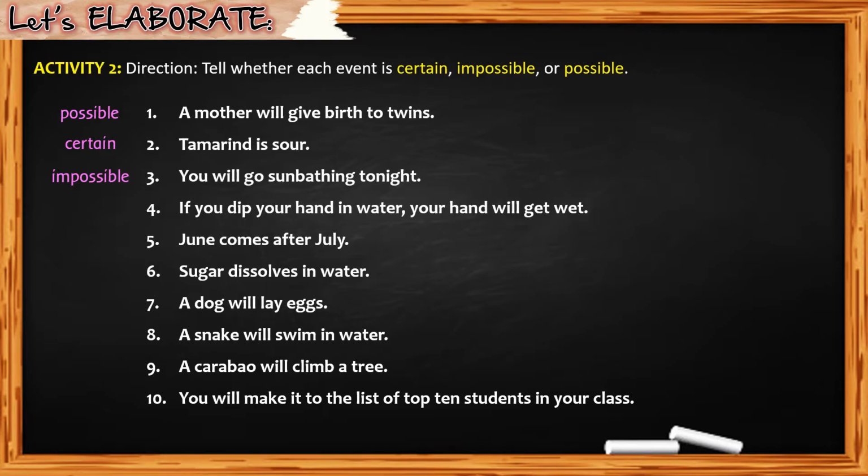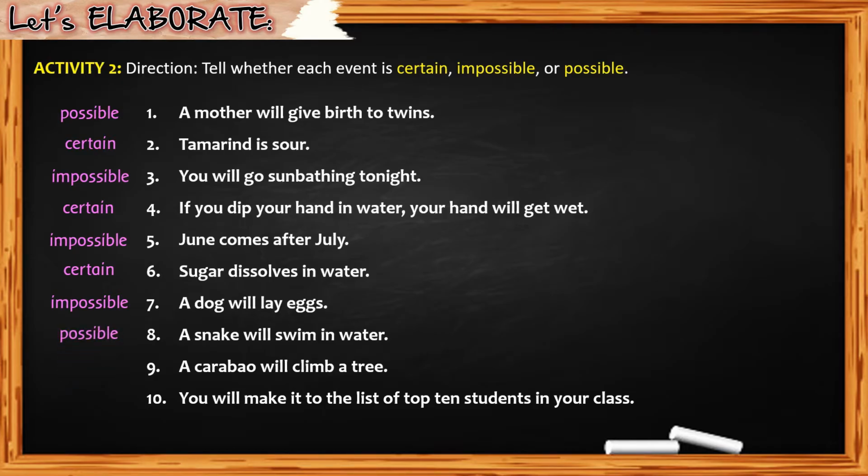For number 4, if you dip your hand in water, your hand will get wet. That is certain. For number 5, June comes after July. That is impossible, because June is before July. For number 6, sugar dissolves in water. That is certain. For number 7, a dog will lay eggs. That is impossible. For number 8, a snake will swim in water.